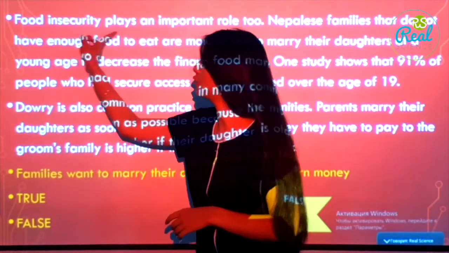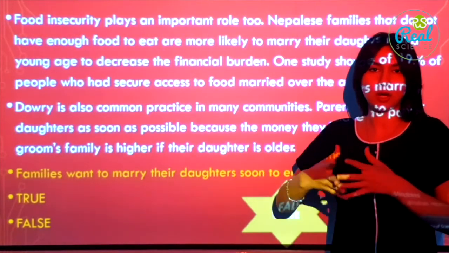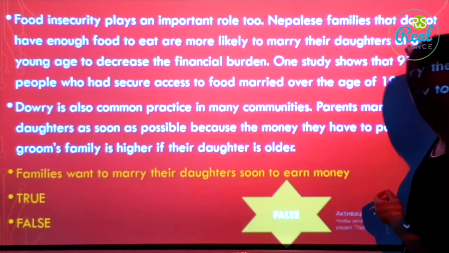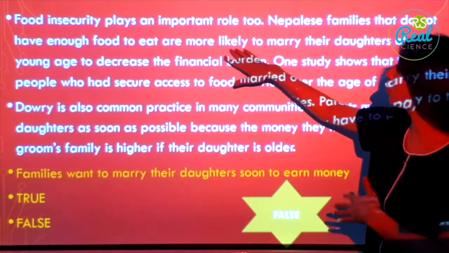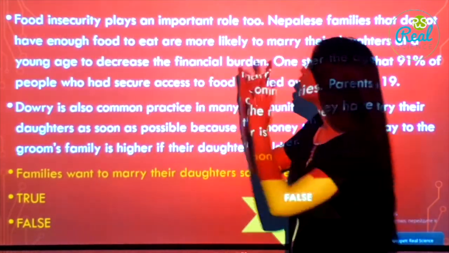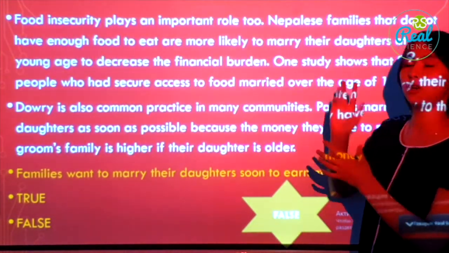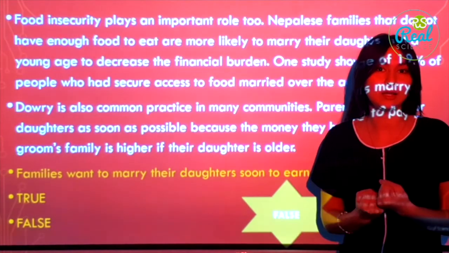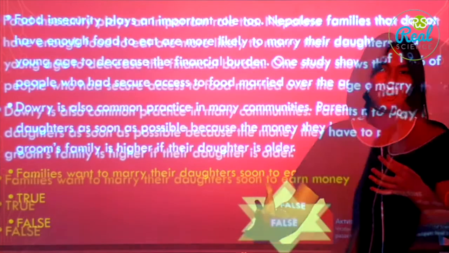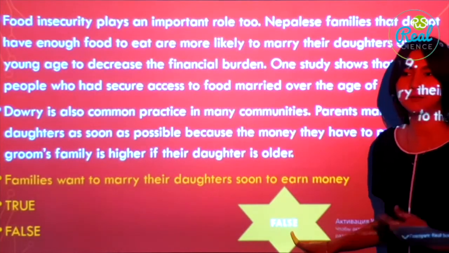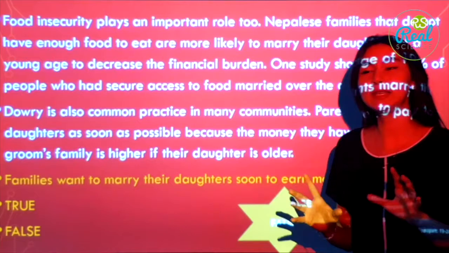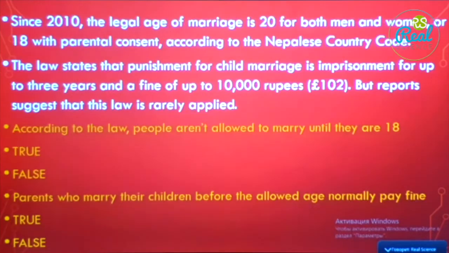So from here you can see food insecurity. Food insecurity means shortage of food. Nepalese families that do not have enough food to eat are more likely to marry their daughters. So where there is a shortage of food, people are more likely to marry their daughters. So it is not that they want to earn money. They want to marry their daughters to feed them, to give them food. So that's why this is incorrect. It is false. Okay. No questions regarding this one? No. Okay. Think before sending the answer. Think deeply. Next one.